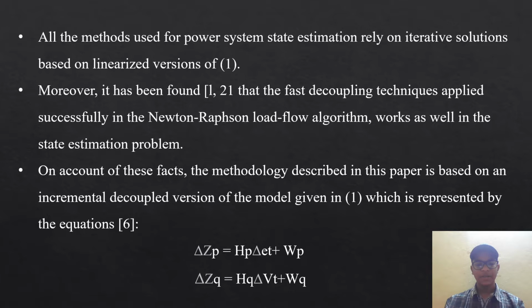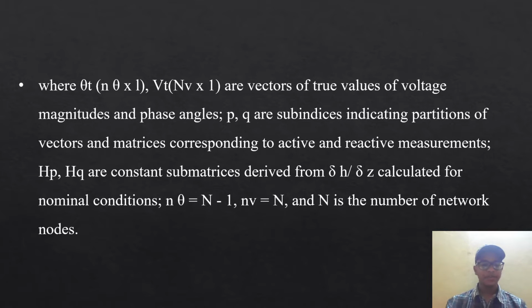the methodology described in the paper is based on the incremental decoupled version of the model given in the first equation, which is represented by the equations: ΔZp = Hp Δθt + ωp, and ΔZq = Hq ΔVt + ωq, where θt (Nθ×1) and Vt (Nv×1) are vectors of true values of voltage phase angles and magnitudes. P and Q are subindices indicating partitions of vectors and matrices corresponding to active and reactive measurements. Hp and Hq are constant submatrices derived from ΔH and ΔX calculated in nominal conditions. Nθ is equal to n minus 1, Nv is equal to n, and n is the number of network nodes.